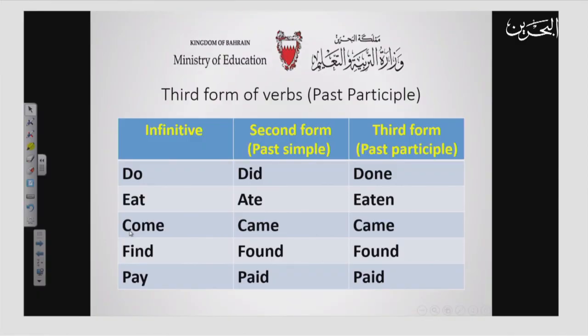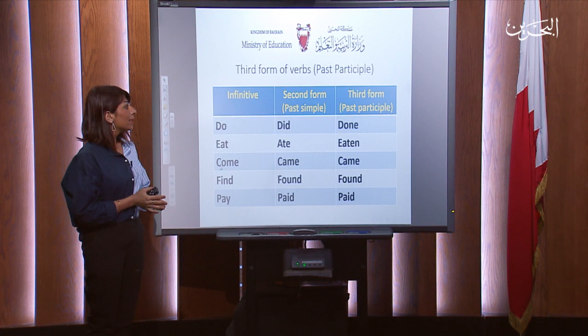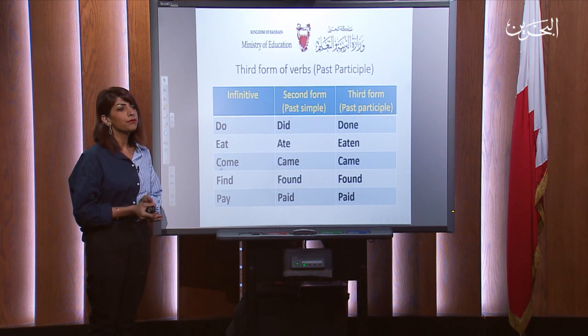Eat, ate, eaten. Come, came, came. In this case, it doesn't change. Then, find, found, found. It's the same. The last one is pay, paid, paid. You can practice more, and you can use your dictionaries to find the infinitive, the second form and the third form for the past participle uses. It will help you further in writing.